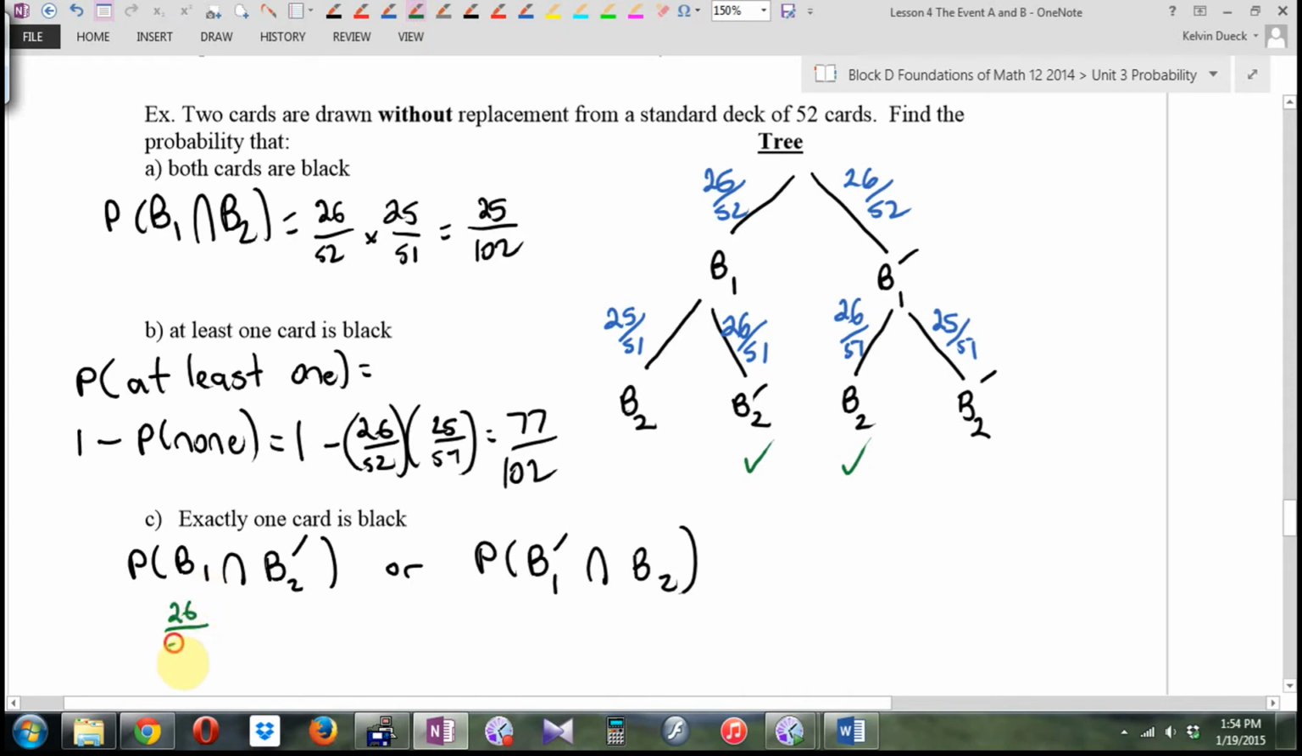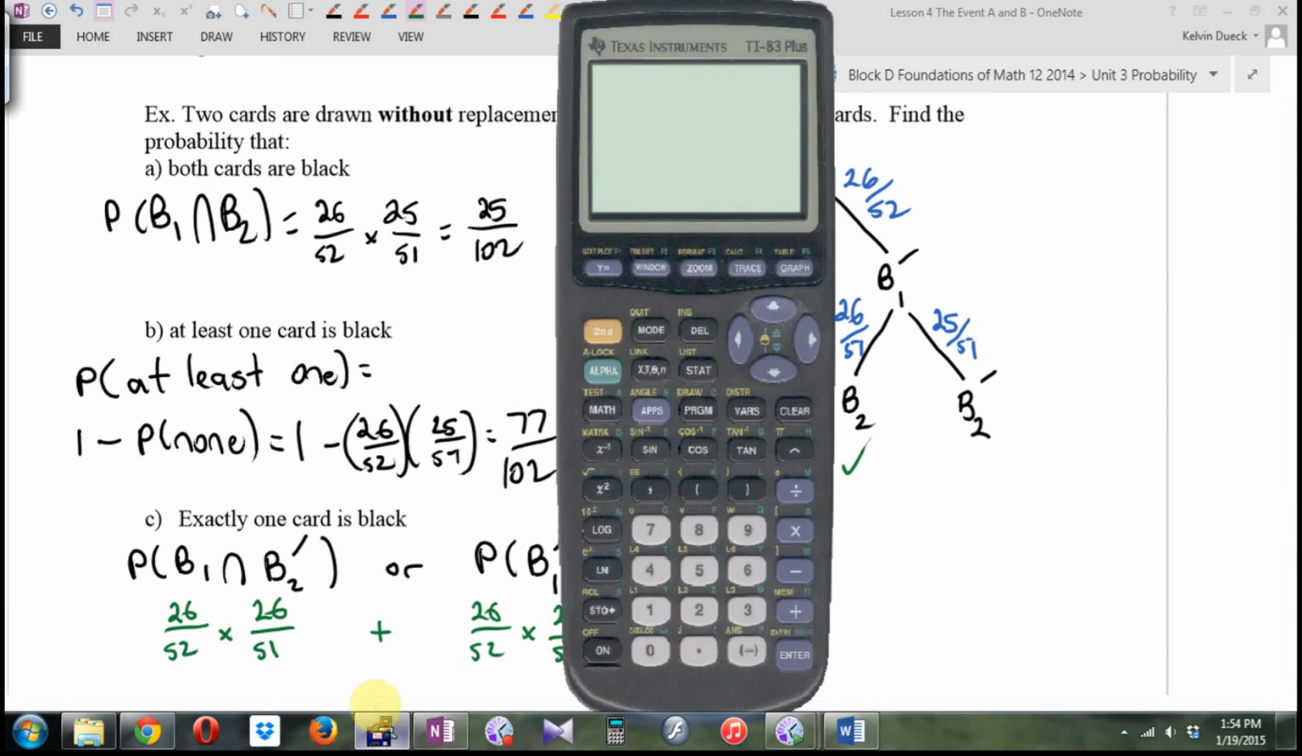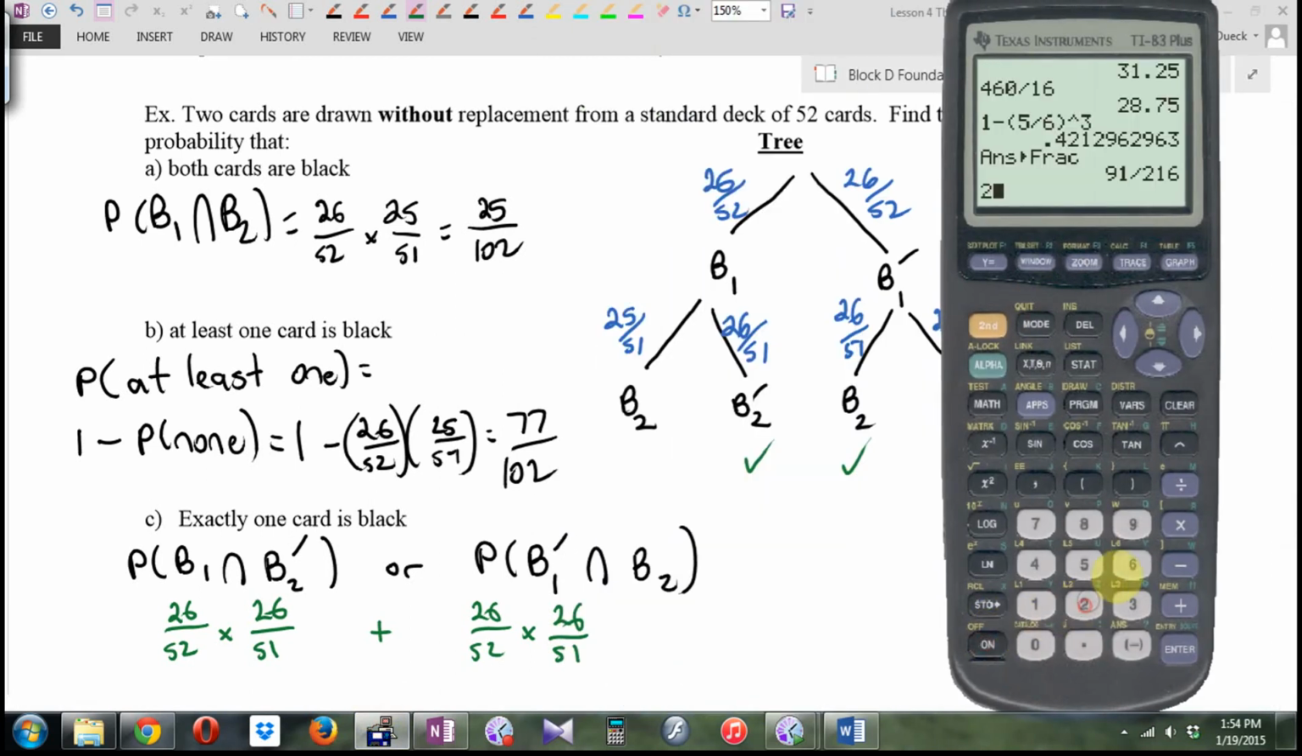26 out of 52 and 26 out of 51, or 26 out of 52 and 26 out of 51. Now, this is what Dom was suggesting earlier as a shortcut. He had noticed that we were getting the same fractions to appear. You could certainly go like this. You could certainly say, well, it's 26 out of 52 times 26 out of 51. And then you could say the second fraction is identical. I'm just going to times by 2. And I think you get 26 out of 51 when all is said and done.